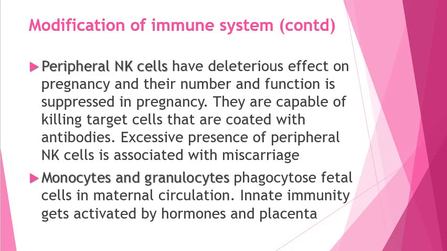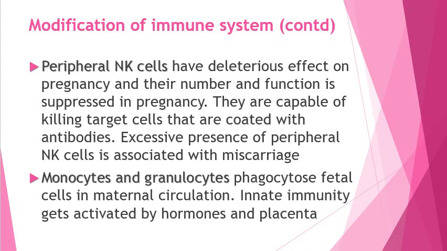They are capable of killing target cells that are coated with antibodies. Excessive presence of peripheral natural killer cells is associated with miscarriage. In pregnancy there is an unusual kind of decidual natural killer cell which performs a developmental role in humans. In preeclampsia, there is impaired activation of natural killer cells, and that's why there is impaired uterine vascular remodeling during pregnancy, which will be shown in the next slide.